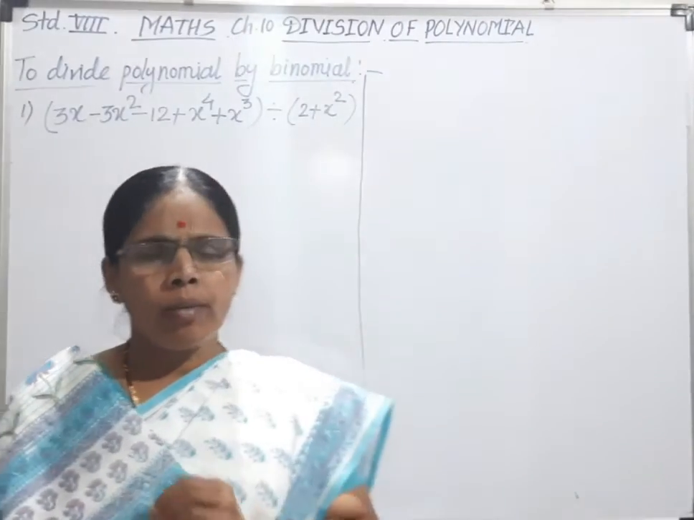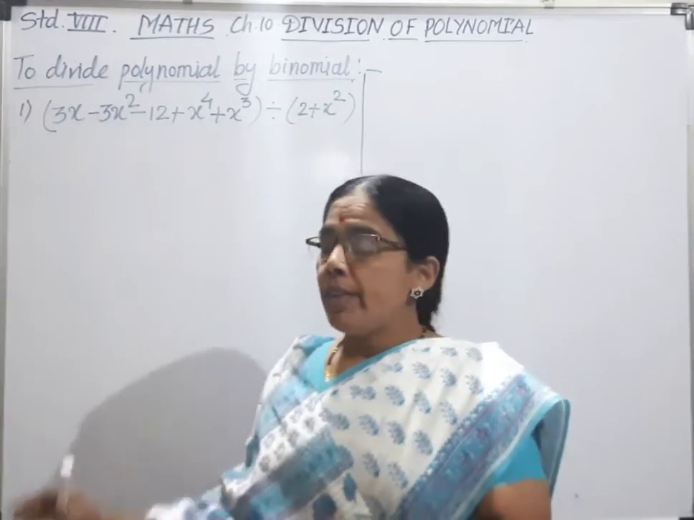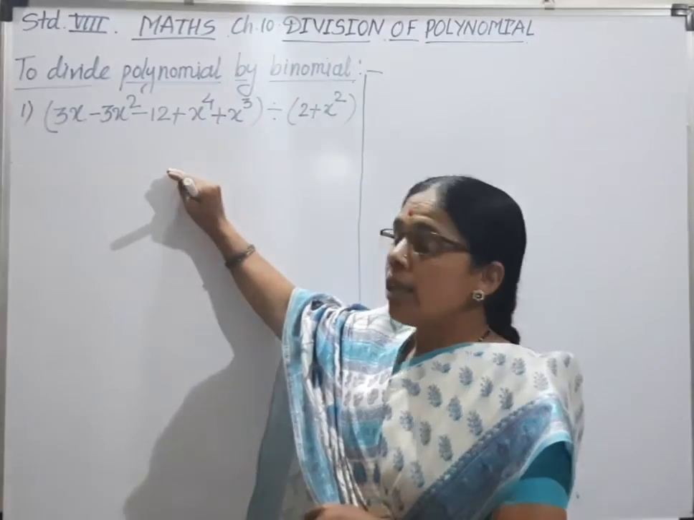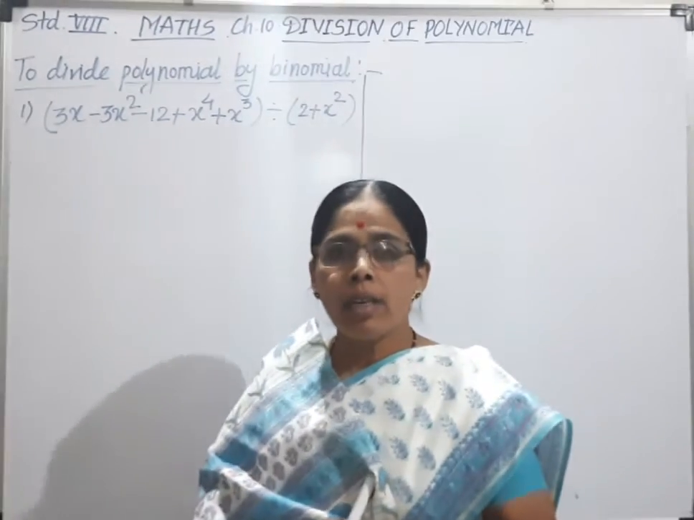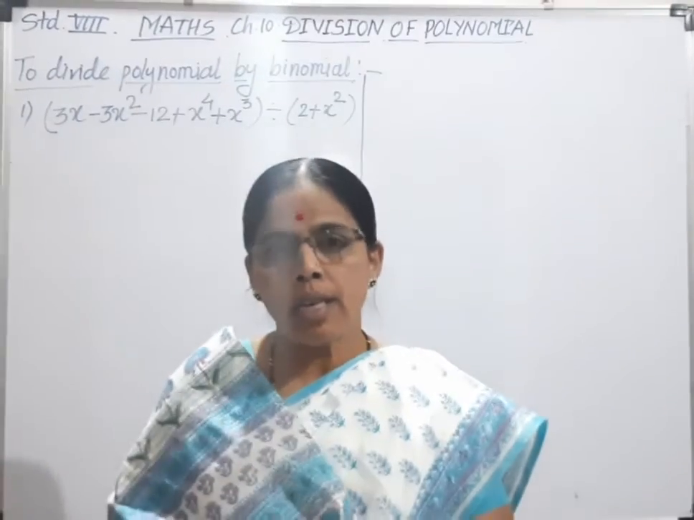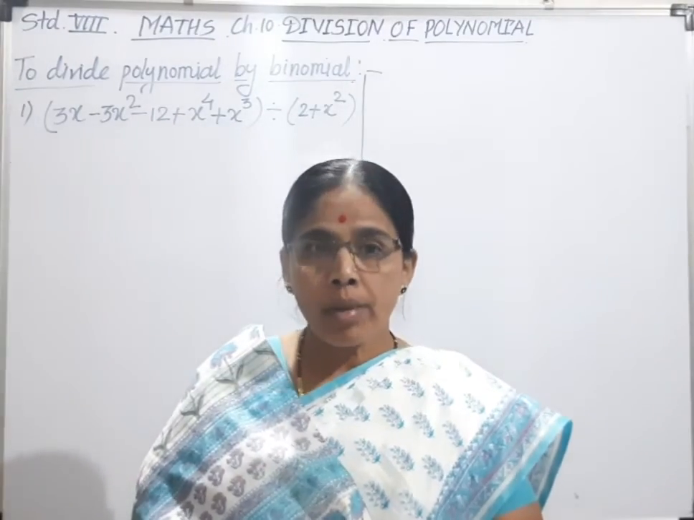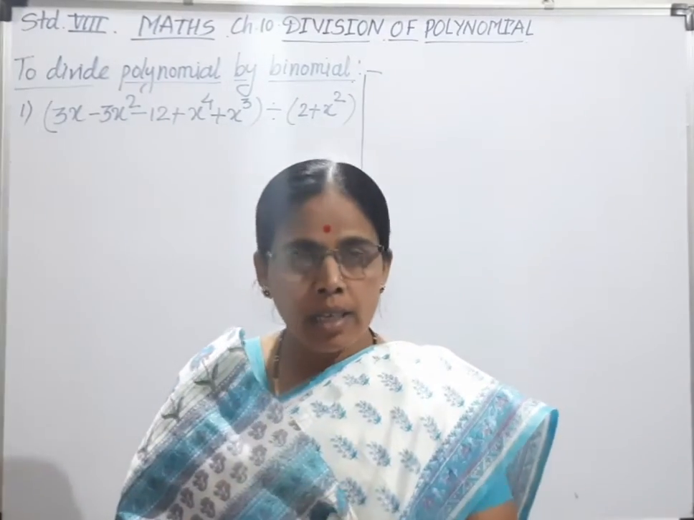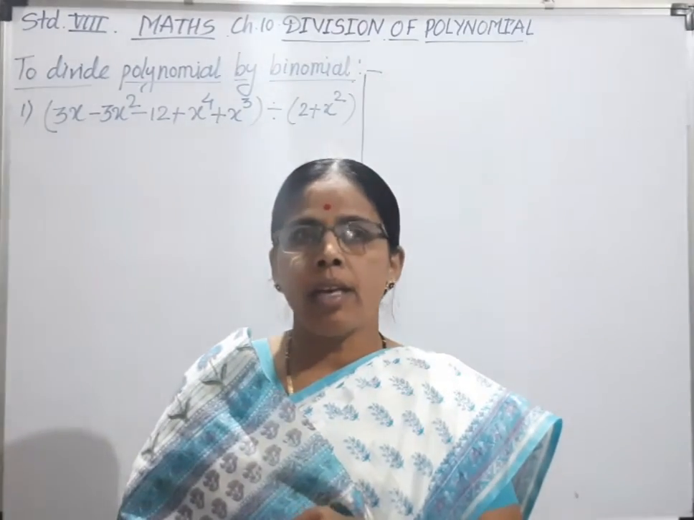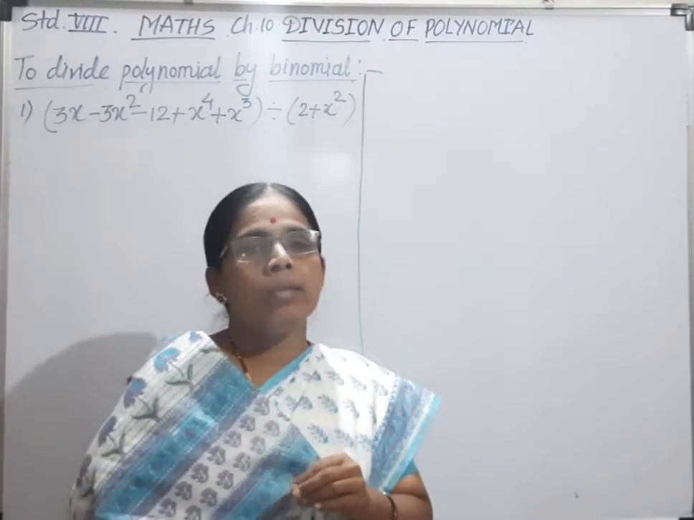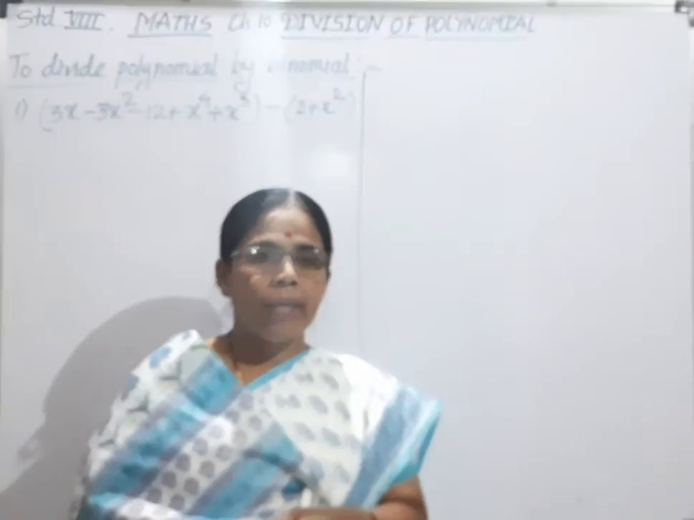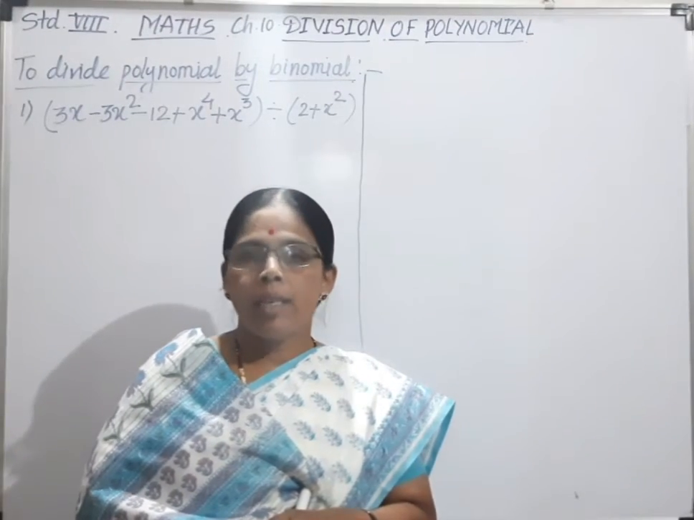So first, keep in your mind that the number we are dividing is called the dividend. When the dividend is given, first we have to write it in the descending order of its indices. And if any term is not given when we are writing in the descending order of indices, then that term's coefficient we have to take as 0, because when we multiply by 0, the answer is 0 only.